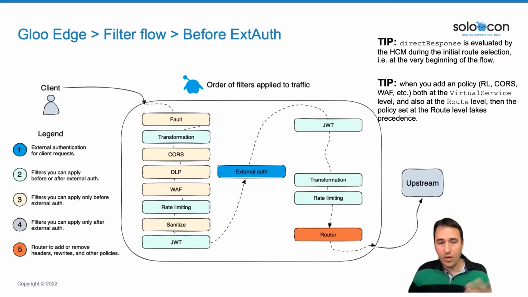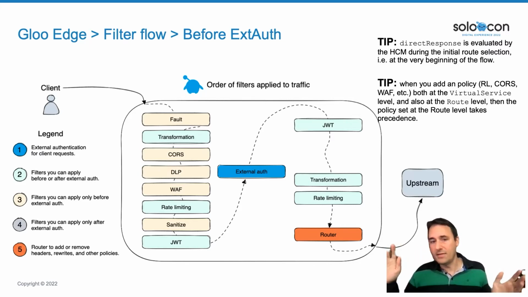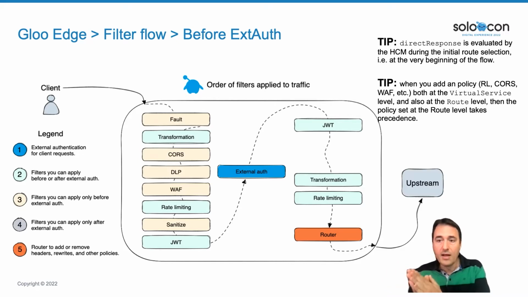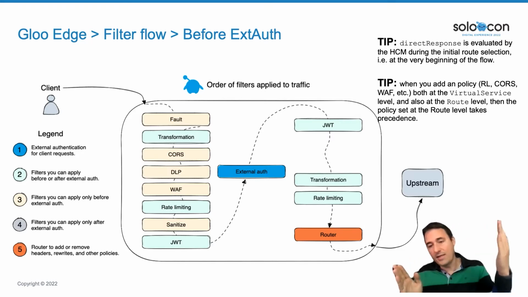And well, for the filters that you apply, for example, you can define the filter in Gloo in two different places. You can define it at the virtual service level, or you can define the filter at the route level. If you define a filter for a particular route only, that will take precedence over the settings that are defined at the virtual service level.